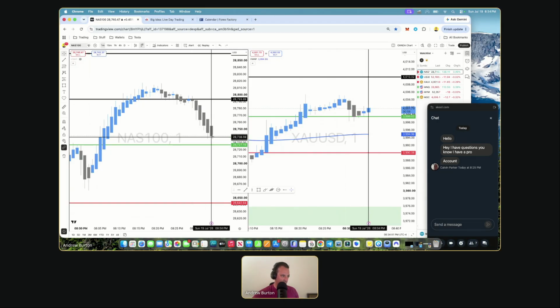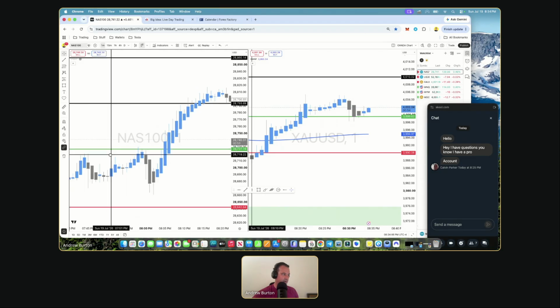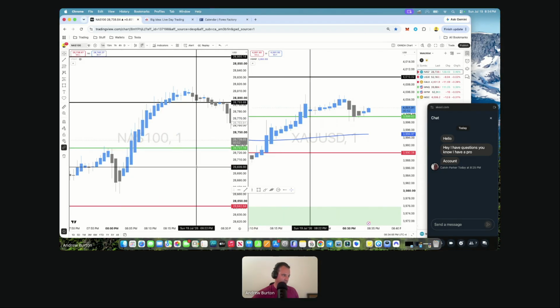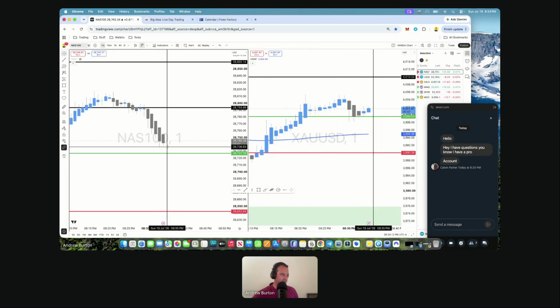So now it's at a point where you want to get out of this trade, because down at the green line is where it's going to struggle. It's going to have problems in this area here. So I'd get out of that trade.